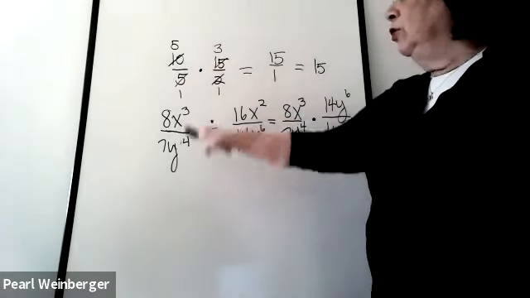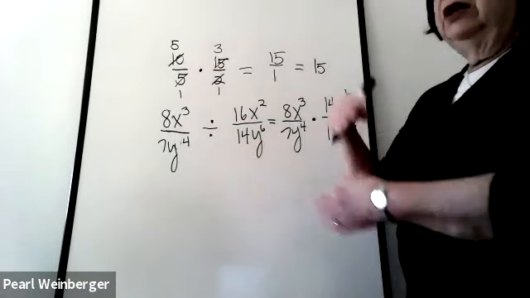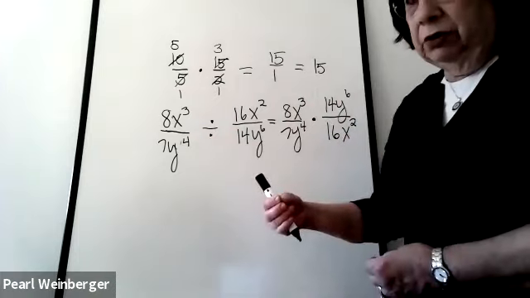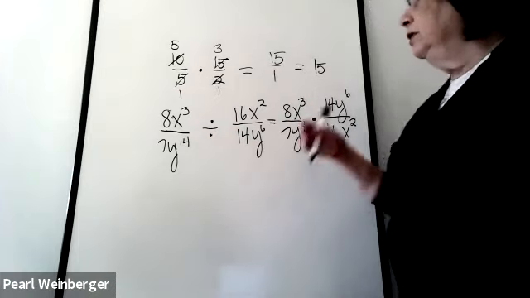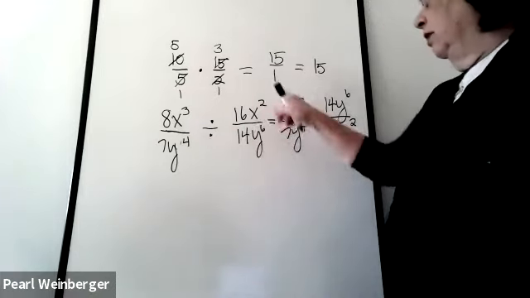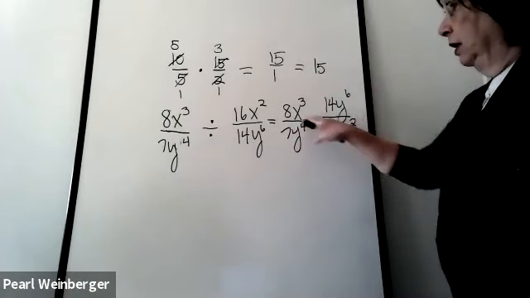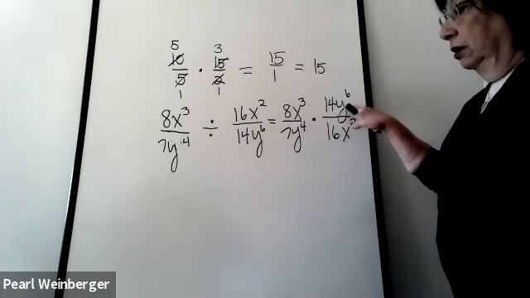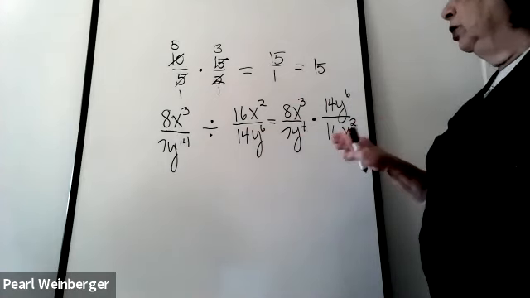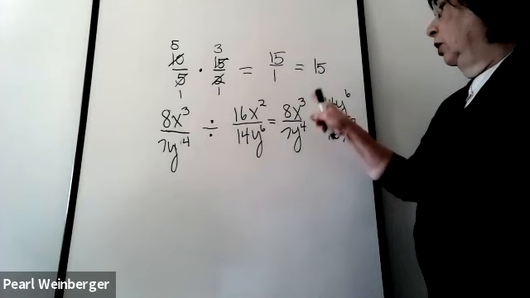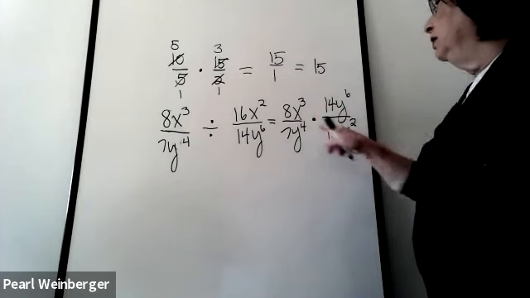In other words, when you're dealing with multiplication, you leave them alone. When you're dealing with division, flip, take the reciprocal. That's what flip means. The second fraction, always the second one. Now you have a regular multiplication. We're going to do what we did before. We're going to see if we can cross cancel.